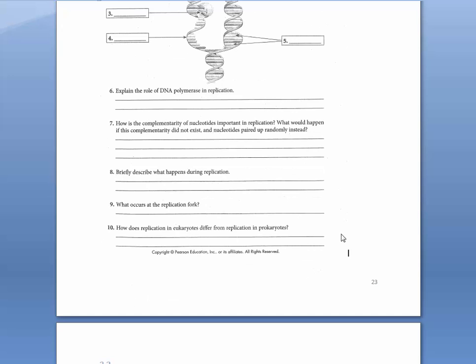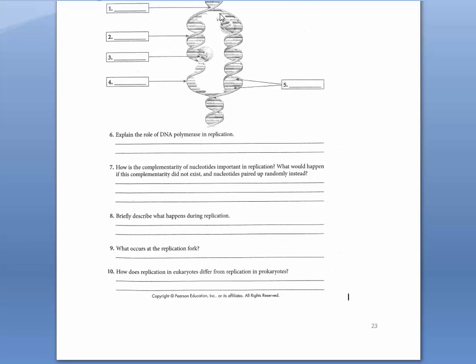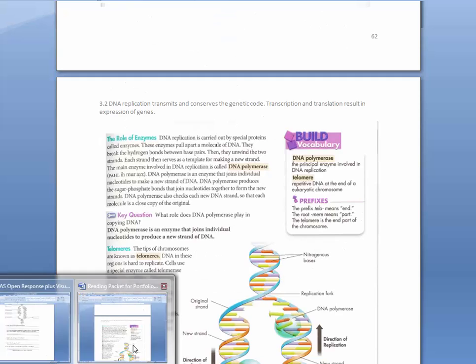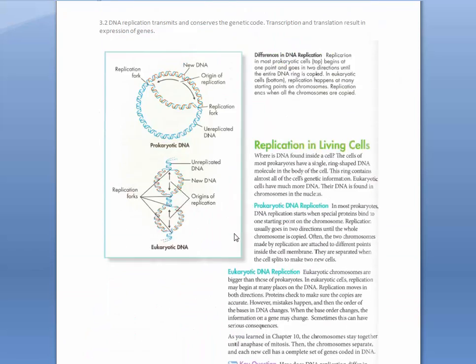Question number 10, how is replication in eukaryotes different from replication in prokaryotes? Remember, replication is to copy the DNA. On page 64, this whole page will explain what the difference between prokaryotes and eukaryotes are, at least as far as copying DNA.